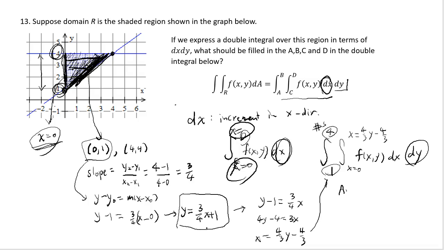So the answer is, d should be 4/3 y minus 4/3. C should be 0. B should be 4. And A should be 1.